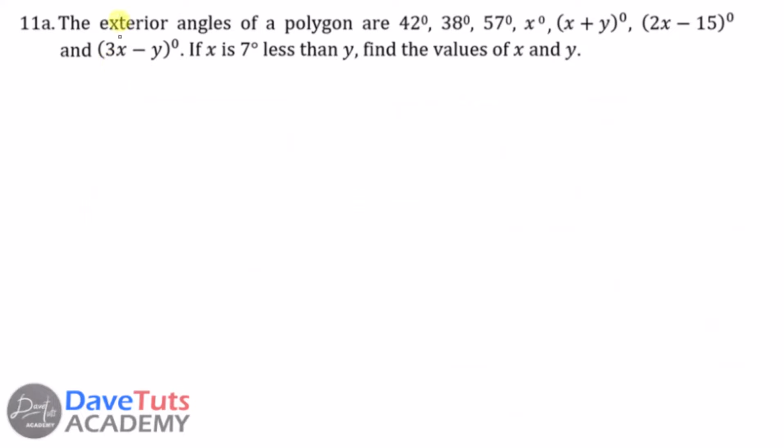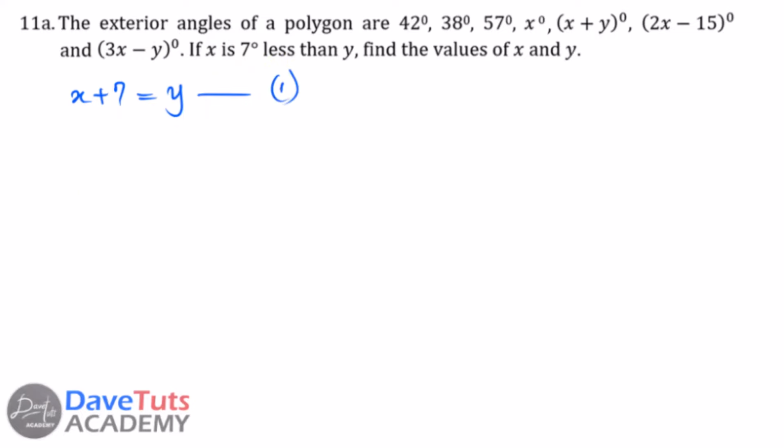In this question on polygons, we are told that the exterior angles of a polygon are given as all of this. Now if x is 7 degrees less than y, we have to find the values of x and y. Let's take this statement and try to interpret it. That means that if we add 7 to x, that is going to give us y, or you can choose to say that y minus 7 is x. These are two interpretations of this, and either of them will earn you the correct thing and you'll be on your way to solving it.